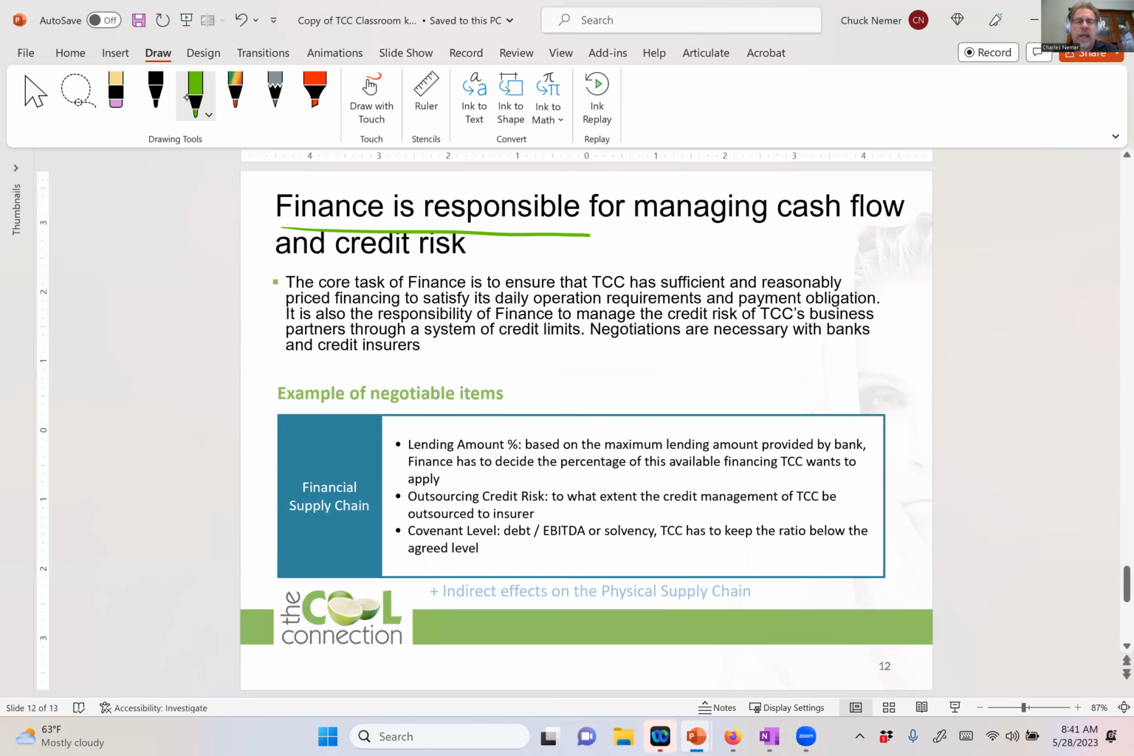Again, finance is responsible for managing the cash flow. They too have an indirect effect by making sure they take out the proper loans if that applies in the setting that you're in, or credit insurers, or current ratio promises or forecasts, or budgets in our case here.